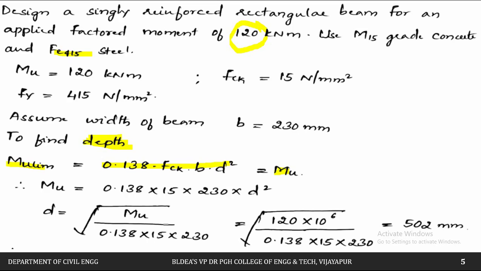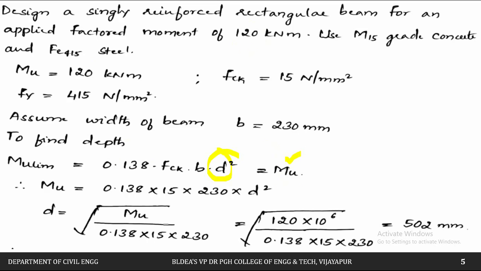So we will try to calculate it in reverse way. That is, we know the moment now. So for this limiting moment, what is the depth required, that we will try to calculate. If you provide this much depth, our section will be safe, our section will be under reinforced. So we are calculating in reverse way now. Moment is known to us, we are calculating the depth for a given limiting moment.